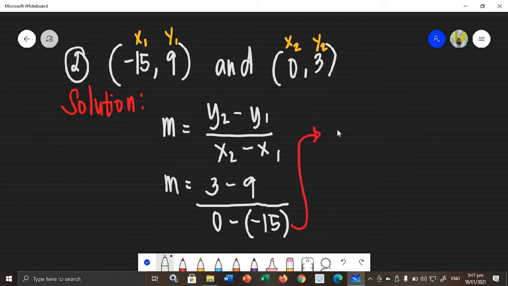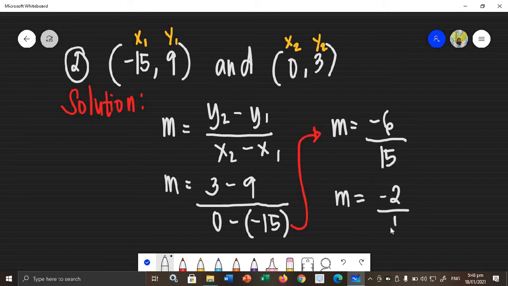And then, solve natin yung numerator and denominator. So, 3 minus 9, that will be equal to negative 6. Okay? And then, over 0 minus negative 15, that will be equal to 15. And then, simplify natin ito, no, we can get the lowest term of this answer. So, negative 6 over 15, meron pa silang GCF. So, pwede pa natin silang i-divide sa 3. Okay? So, negative 6 divided by 3, that will be equal to negative 2. And 15 divided by 3, that is equal to 5. So, the slope is equal to negative 2 over 5.